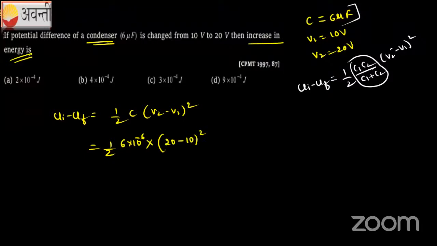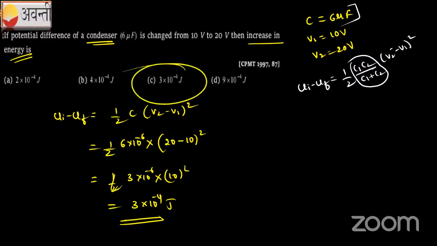What am I saying? Look, half into 6, we'll divide here by itself, then it will become 3 into 10 to the power of minus 6 into (20 minus 10) means 10 whole square. 10 whole square is nothing but 10 to the power of 2. Here plus 2, and here minus 6 is there. On solving, how much will you get? 3 into 10 to the power of minus 4. That means the correct option among these 4 will be option C. Exactly right.